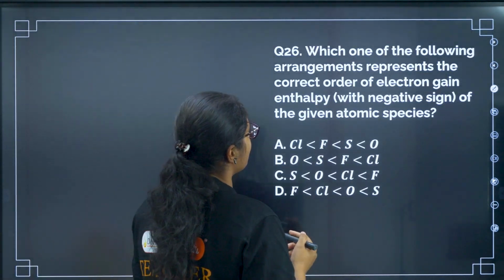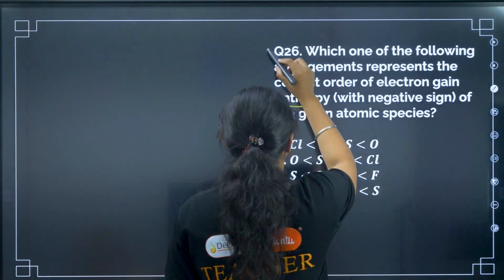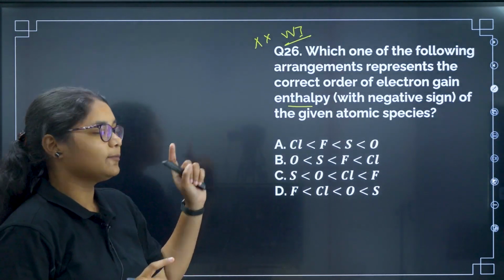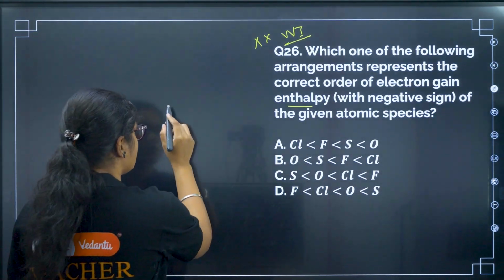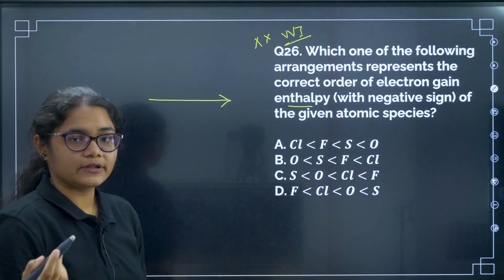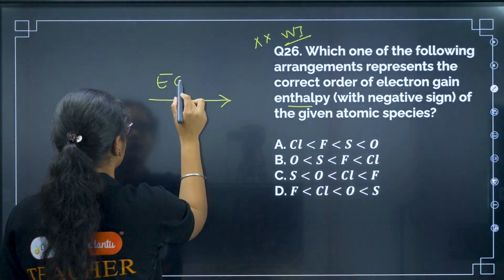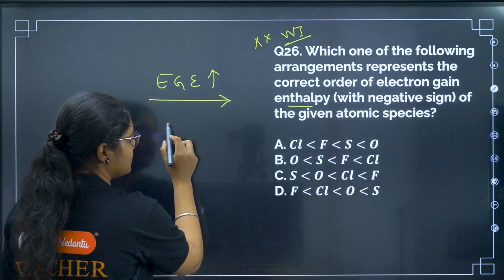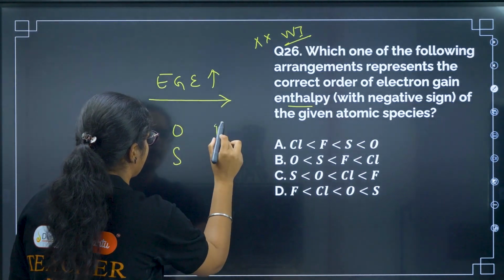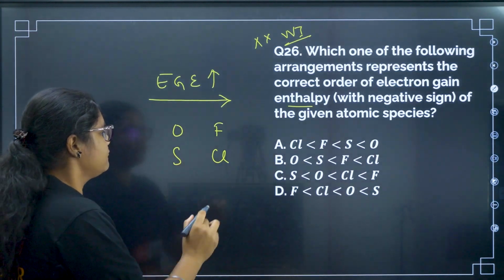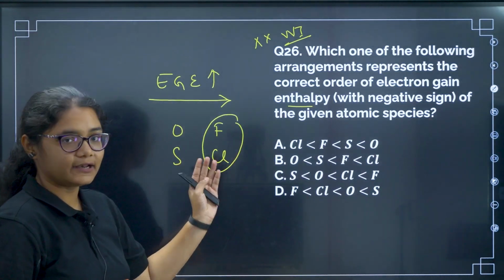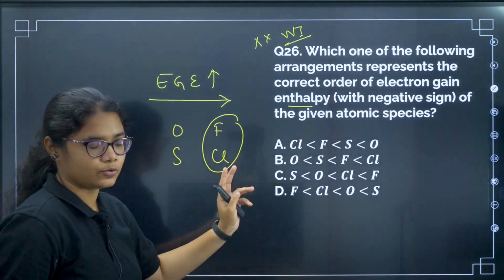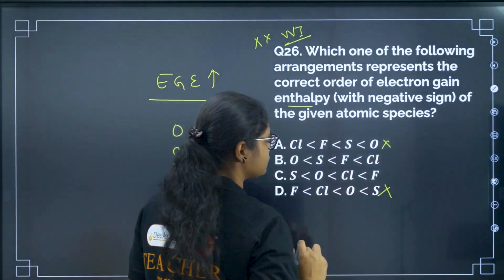Next, which one of the following arrangements represents the correct order of electron gain enthalpy? Very, very important question from the exceptions in the periodic table. So now you see, if we go along a period, what happens to electron gain enthalpy? Electron gain enthalpy increases along a period, right? Now what are the elements we are having? Here we have oxygen, sulfur and fluorine and chlorine. So definitely fluorine and chlorine will have higher electron gain enthalpy than oxygen and sulfur. So either the first one should be fluorine or chlorine. So from that we can eliminate these two options, right?